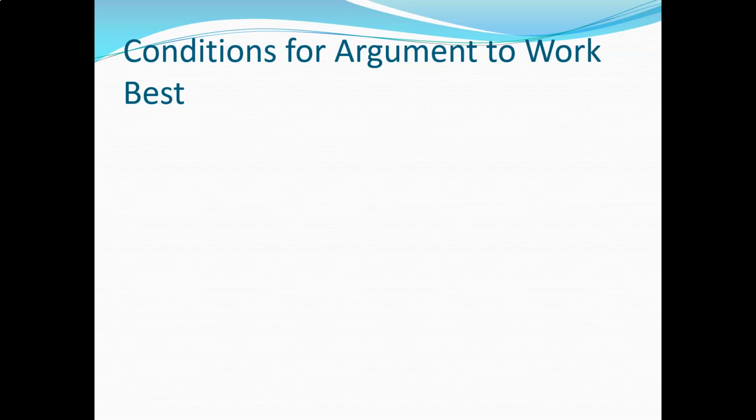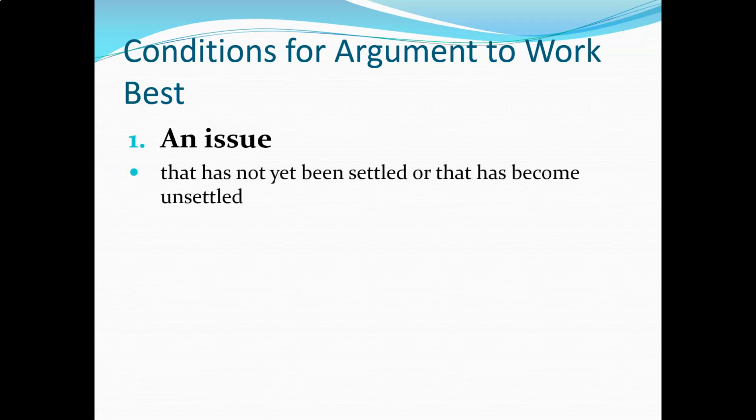According to Wood and Miller, there are 6 conditions that should be met for an argument to work best. The first of those conditions is to have an issue. This issue should be one that has not yet been settled, or that has become unsettled in some way. If you think about the issue of abortion, after Roe versus Wade became the law, many people thought that was over, right? That everything had been decided. And yet through the years, there have been people very unhappy with that decision, and so it has become a very controversial, heated issue in the U.S.